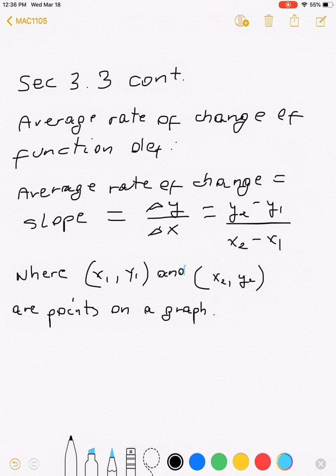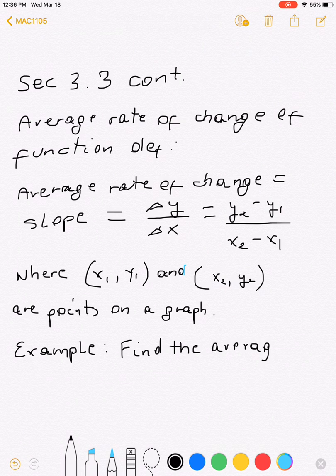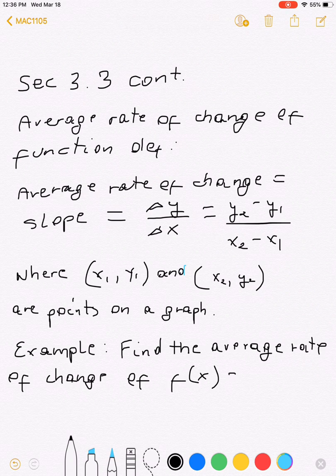Okay, so let's start with the example. What we're going to do, find the average rate of change of the function given with the equation f of x equals 3x squared, from 1 to 3.